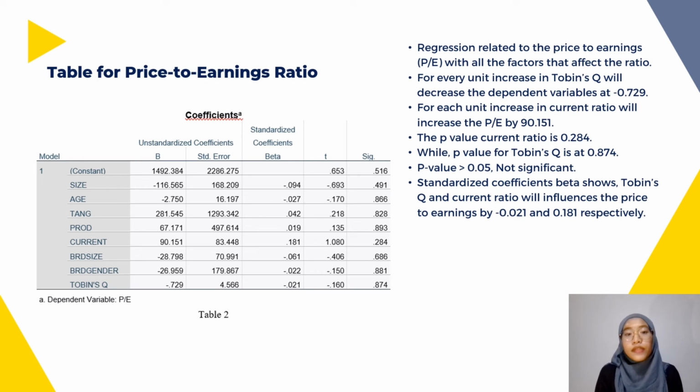Lastly, the standardized coefficient beta shows that Tobin's Q and current ratio will influence the price to earnings ratio by negative 0.021 and 0.181 respectively. Okay, I think that's all from our group. Thank you.